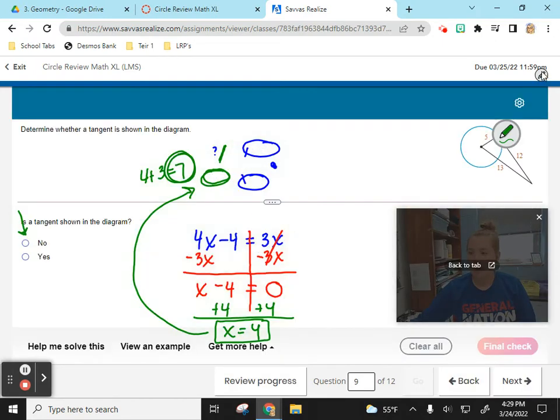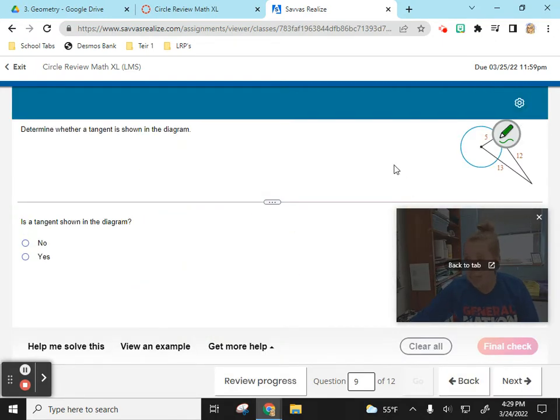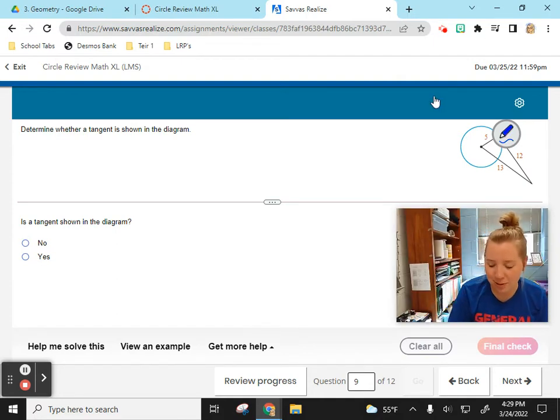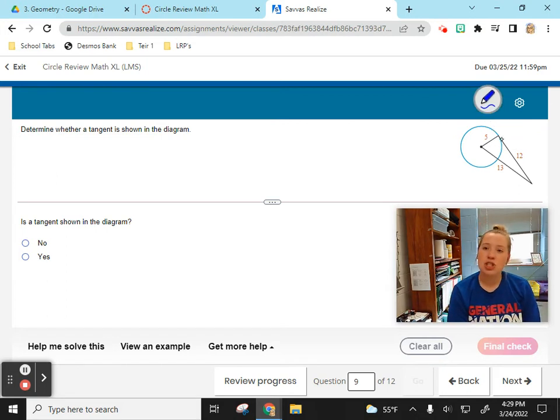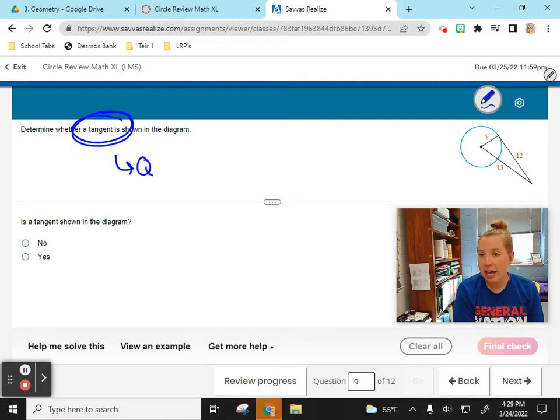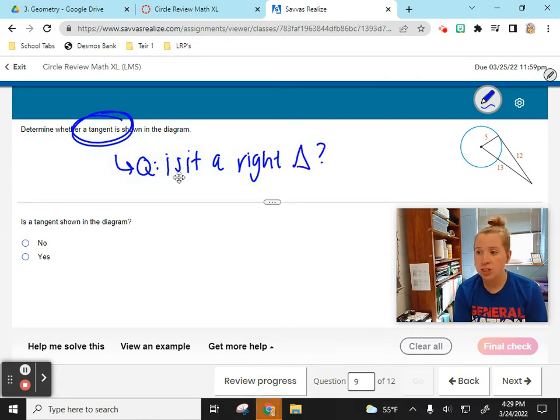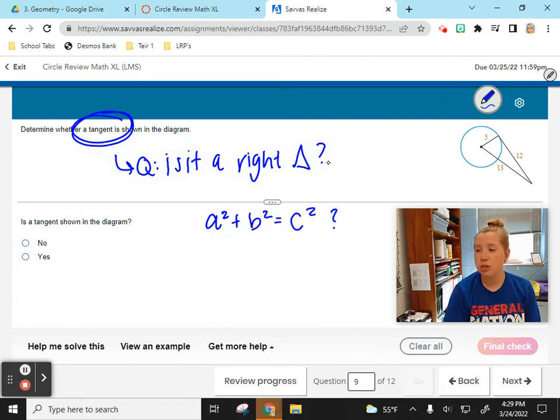All right, moving right along, we've got another Pythagorean theorem question. I lied to you all. There was one more tangent theorem problem. This one wants us to determine whether or not it is tangent. So our actual question we're asking is, is it a right triangle? And the way we're going to verify that is by doing a squared plus b squared equals c squared. We want to see if that's true.